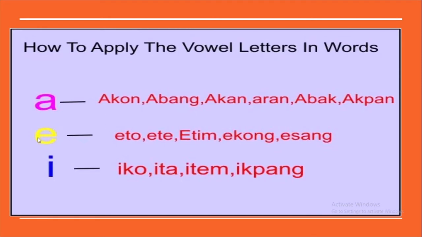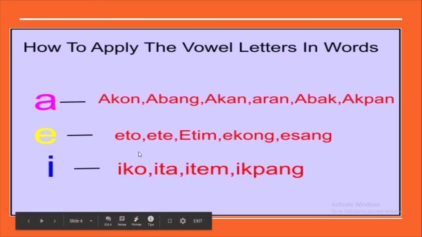So the next one is A, which is represented by letter E. And these are words that are applicable to it. We have Eto, Ete, Etim, Ekong, Esang.